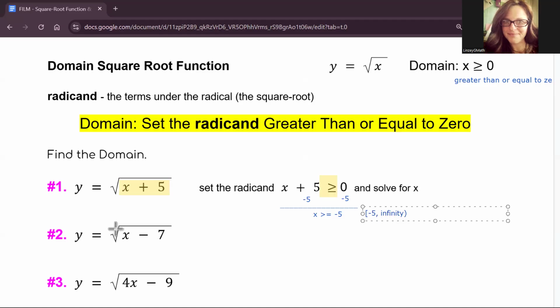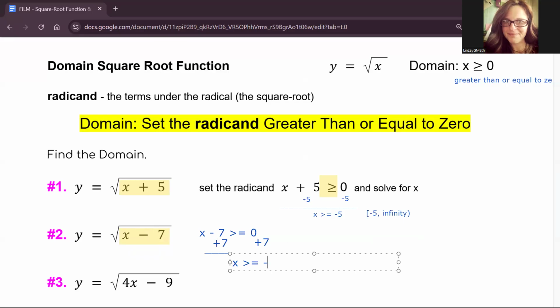Number 2, to find the domain, we'll set the radicand, the terms under the square root, greater than or equal to 0. X minus 7 is greater than or equal to 0. And then we'll solve. Add 7, bring it over to the other side of our inequality symbol, and we get our domain. X is greater than or equal to 7. Could also use the bracket 7 to positive infinity.